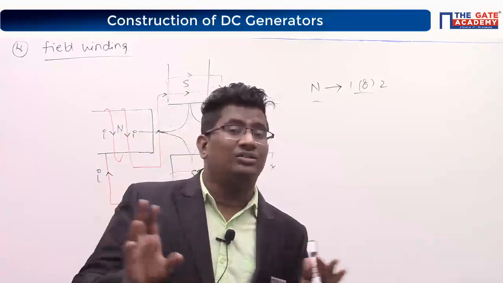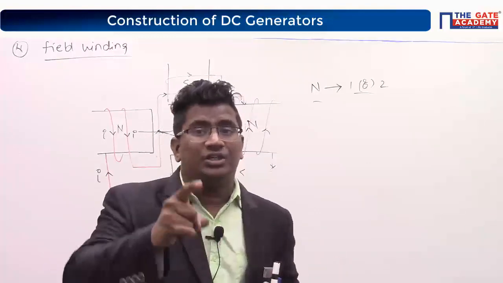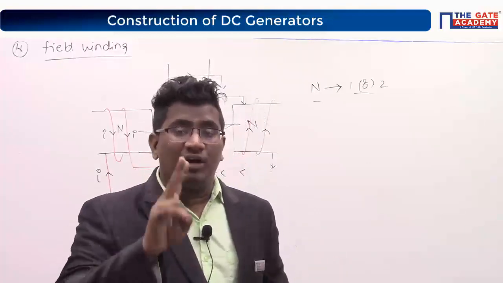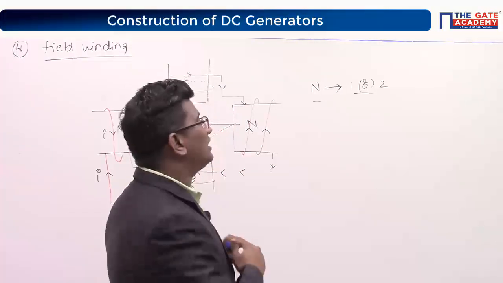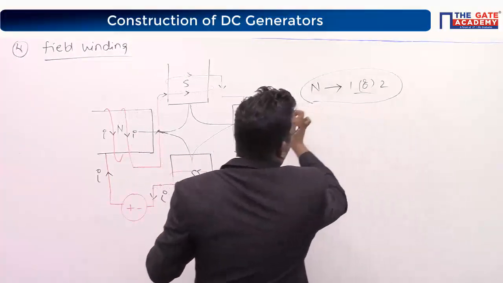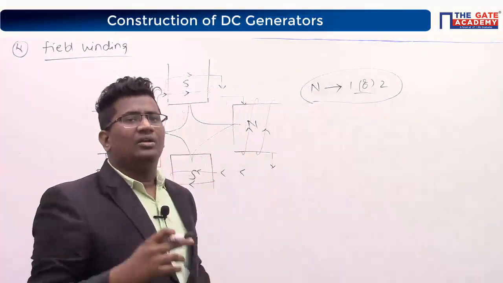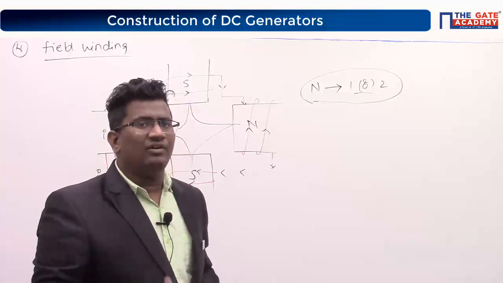You take 1000 coils, not an issue, but each coil must have only 1 or 2 turns. The reason you will clearly understand soon, because if I say that word right now, you will get confused. Have you heard about reactance voltage?